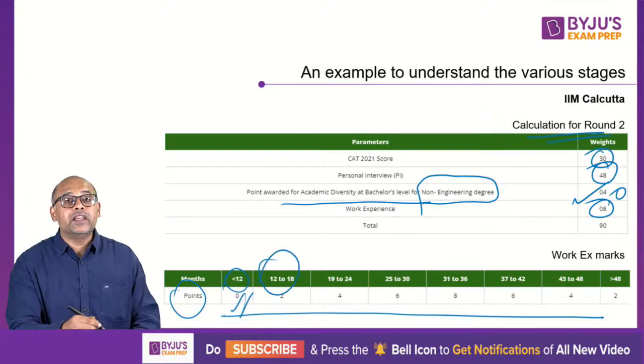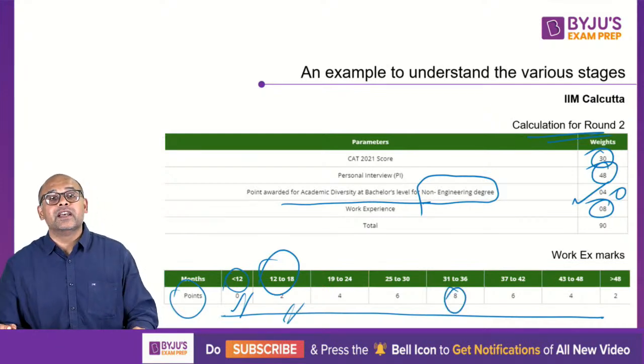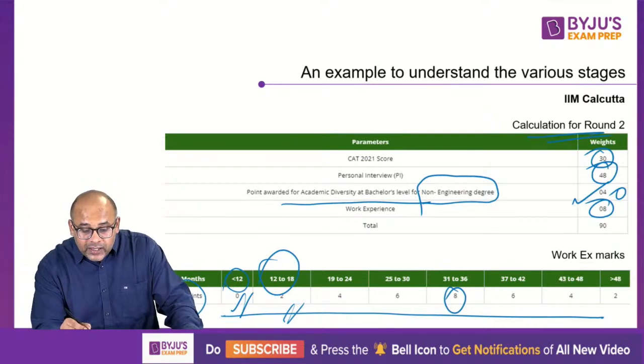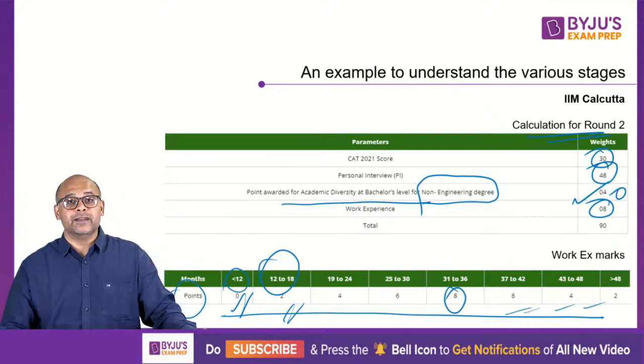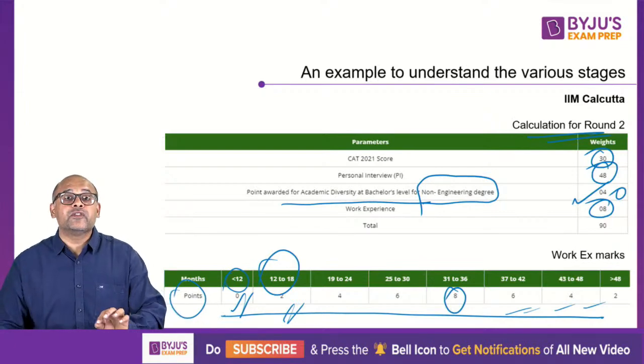If you are above 1 year to 1.5 years, 2 marks. In fact, the peak happens at the 2.5 to 3 year point. After that, the peak starts decreasing. And this is not the case with all the colleges.